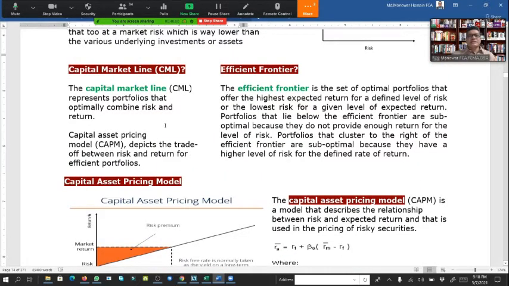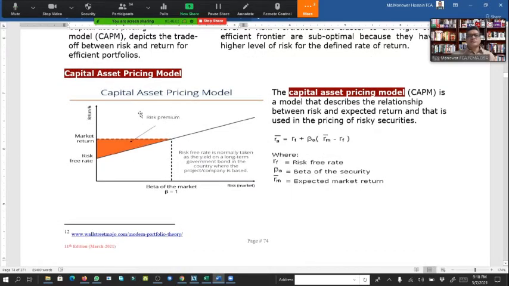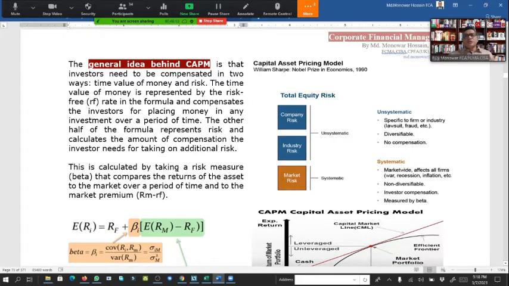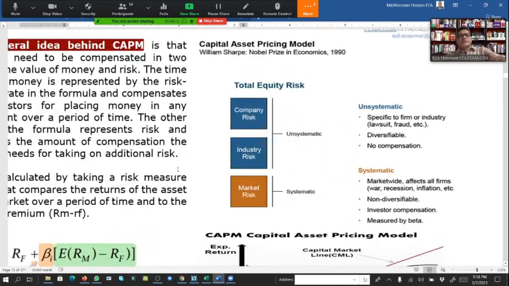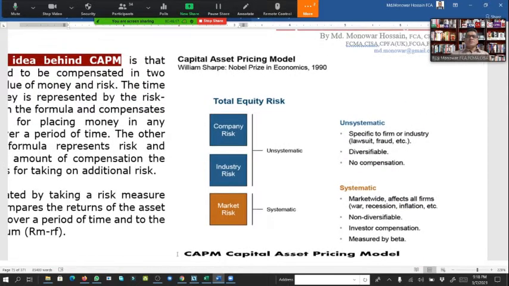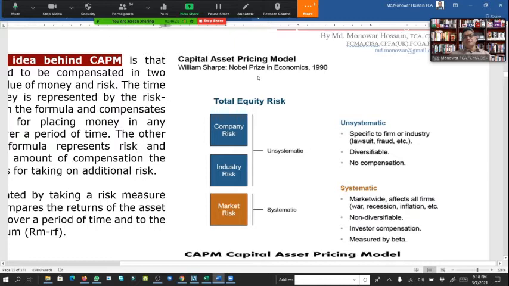And capital market line, efficient frontier, you will also see here, and CAPM here. So here, how does the capital asset pricing model come in? We know total equity risk. The risk is unsystematic and systematic. Systematic risks are market risks. Unsystematic risks we can control, and systematic risks we cannot control.